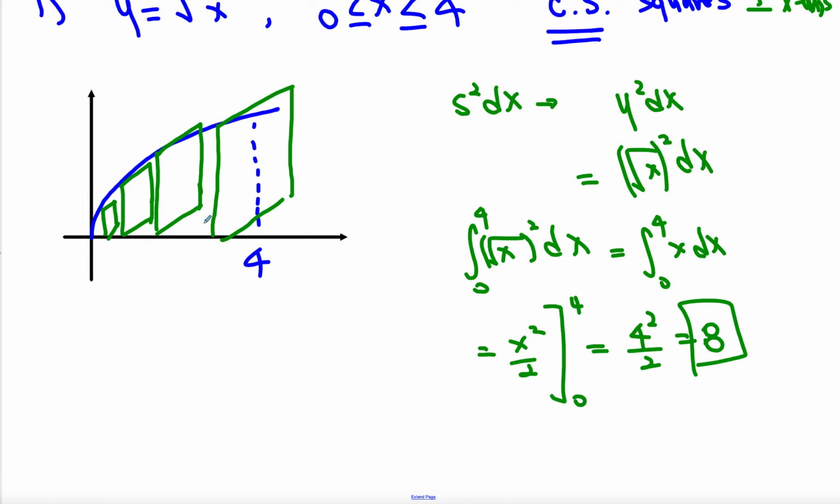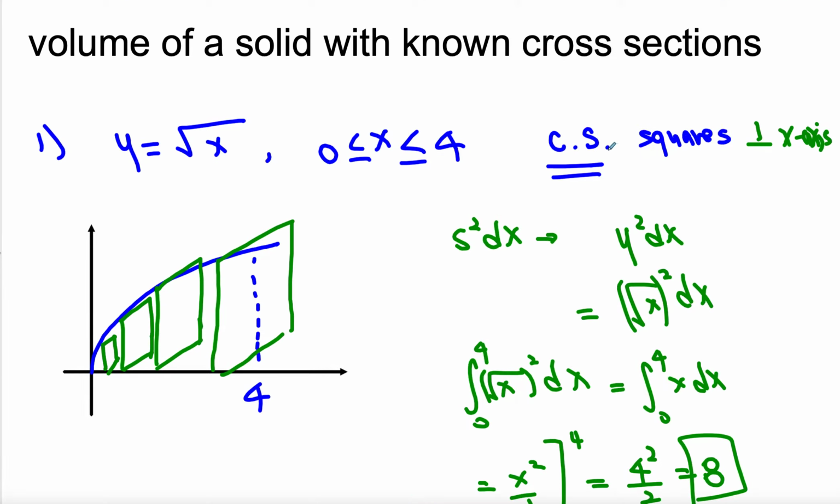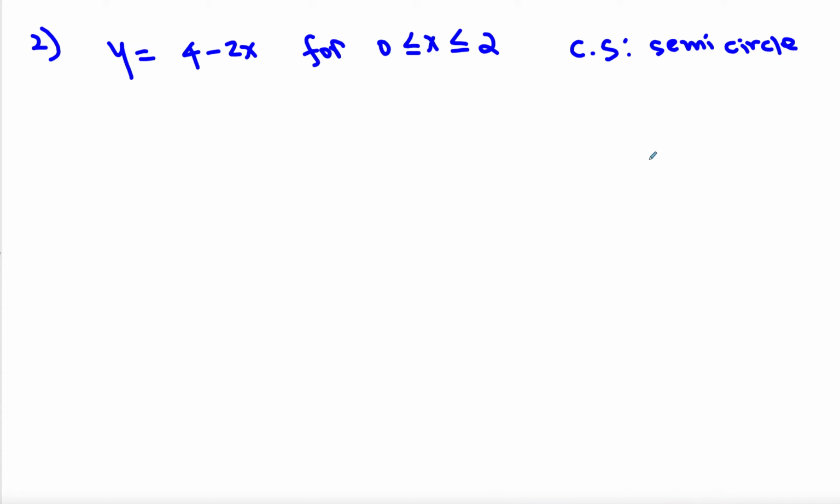But then, are we going to have square as a cross section all the time? No, not necessarily. We have a couple more examples. Number 2. So I have a linear function, y equals 4 minus 2x from 0 to 2. And then, in this case, the cross section is a semicircle, once again perpendicular to the x-axis.